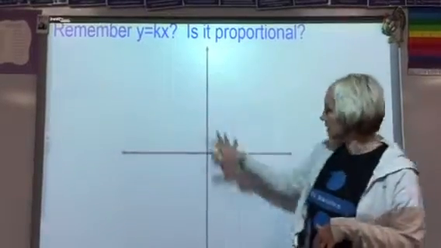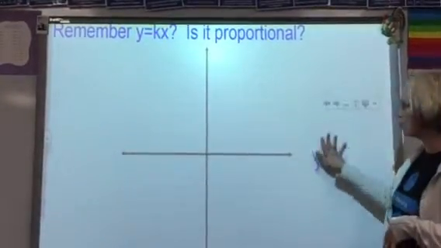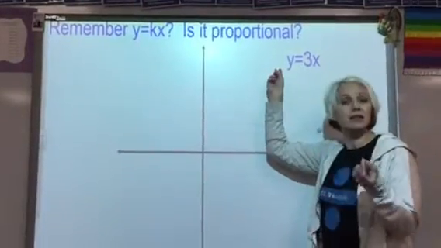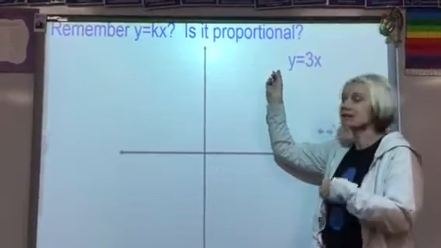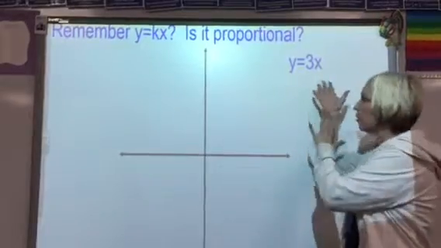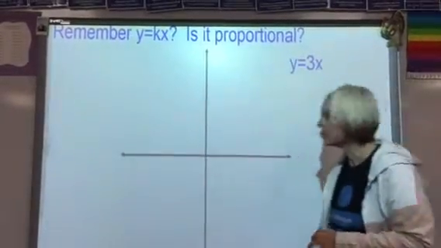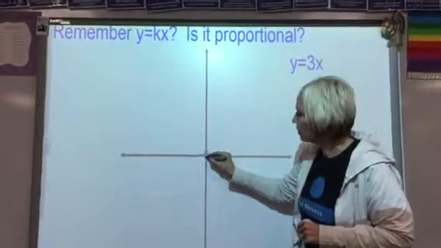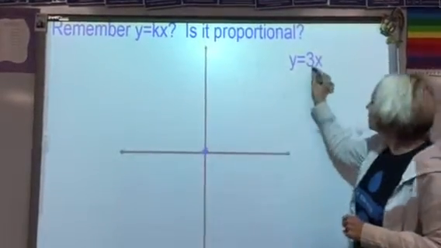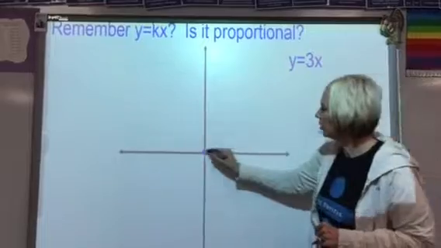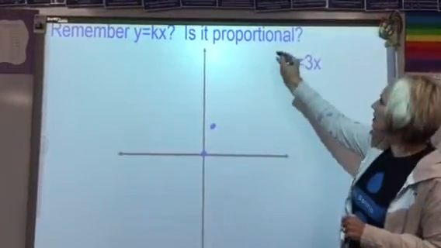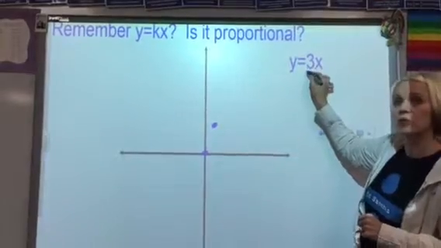So is this proportional? The equation I have is y equals 3x. Now you already know it's a yes because it's in the y equals kx equation. But just to prove that it is, when you graph this, it is going to go through the origin. Remember how we graphed the other day? And then this is my slope. It's a rise 3, run 1. And so we are able to say yes, it is proportional because it goes through the origin.